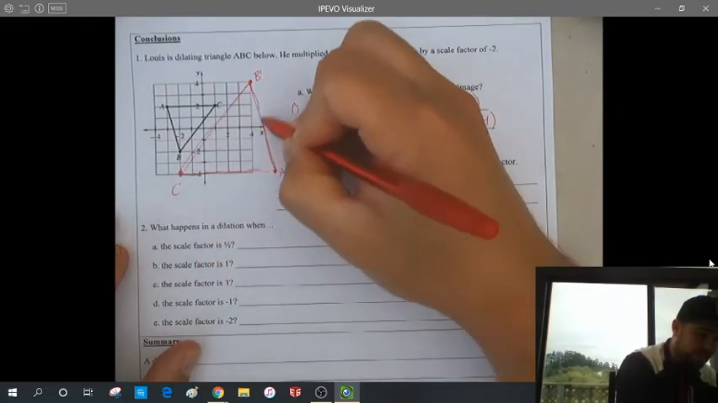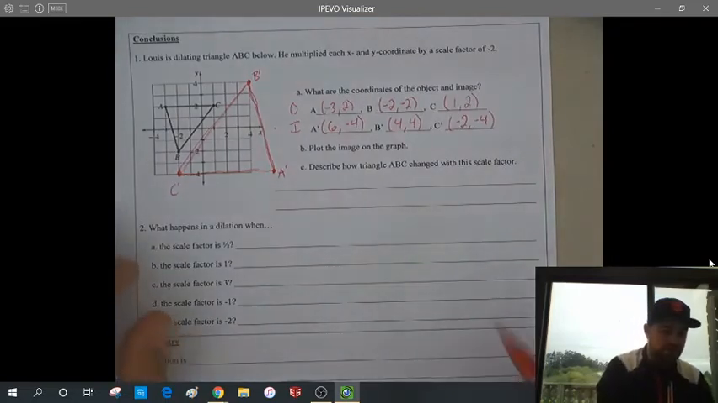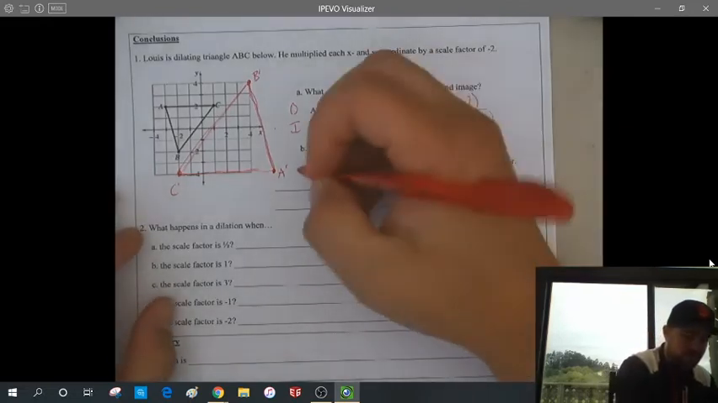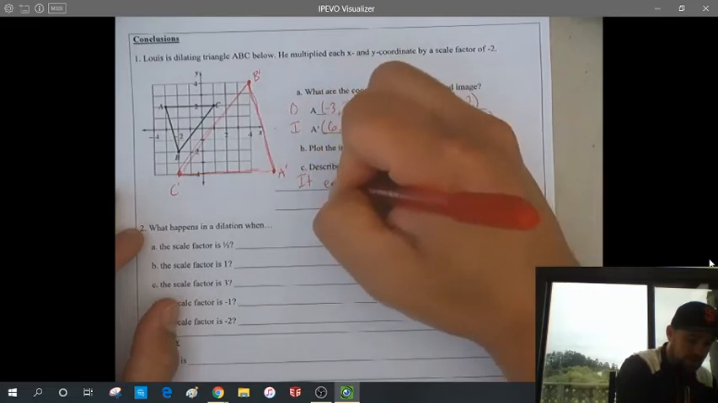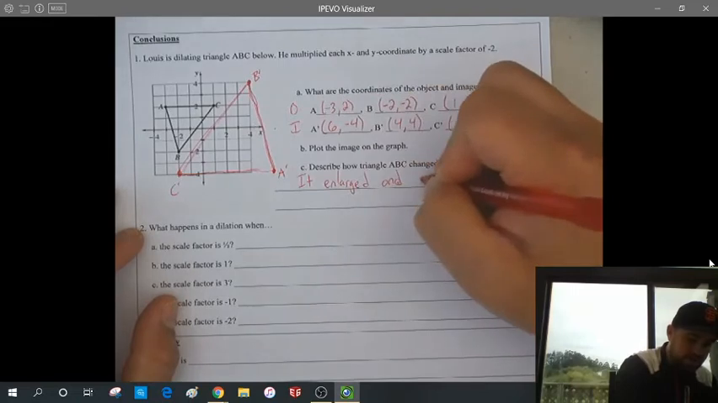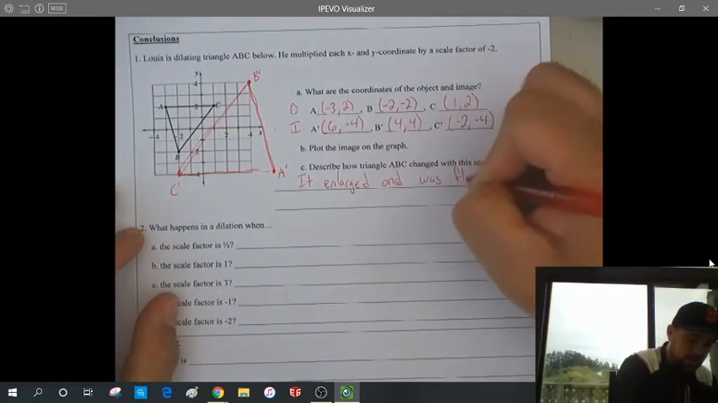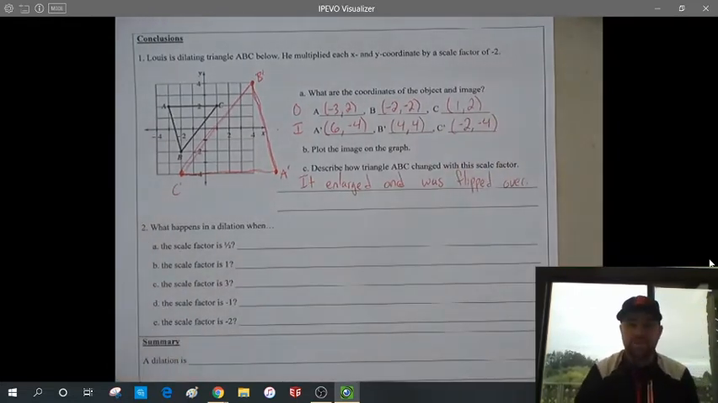okay, and if I look at what was done, this image did get larger, but also what happened? Well, it flipped over. So describe how triangle ABC changed with a scale factor. It enlarged and was flipped over. So that's how the negative part of things affects things.